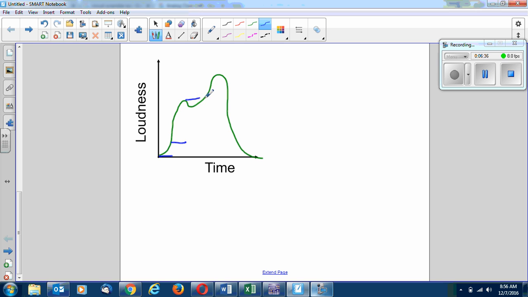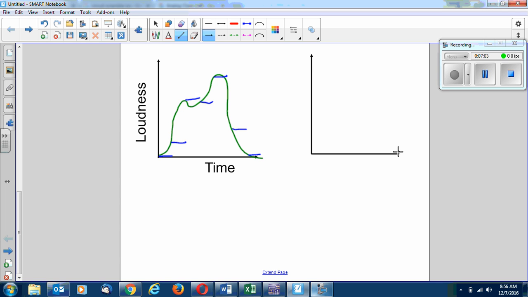And then it's time to get another value right here. And then it's time to get another value, and it's right here. And another value right here. And then another value right here. And so on. So if I were to redraw this on a separate graph, I would have this weird thing.